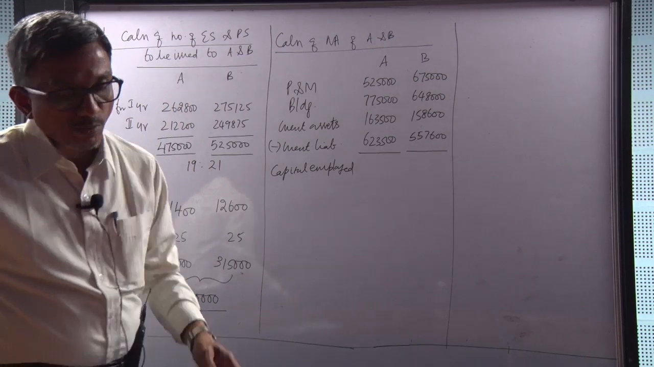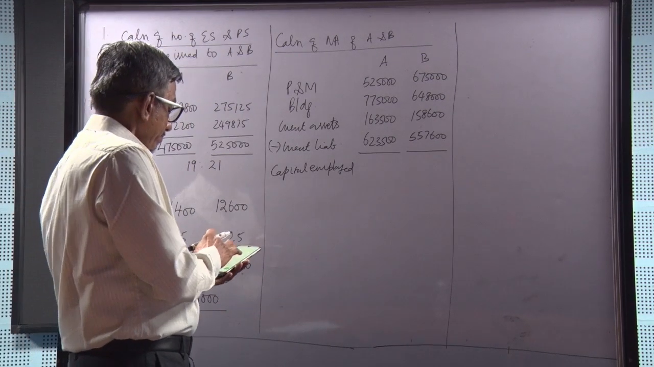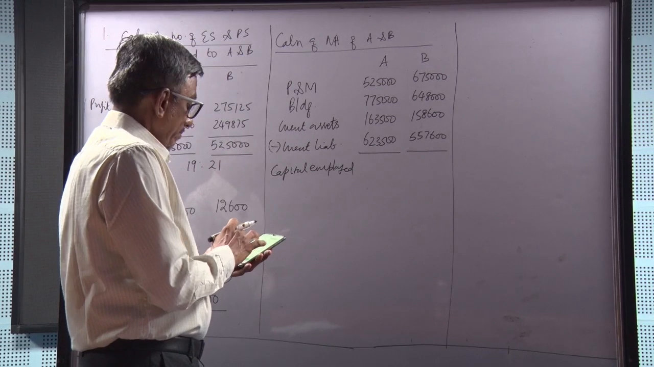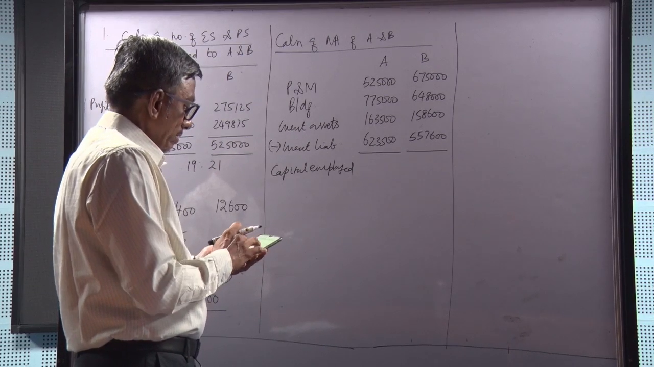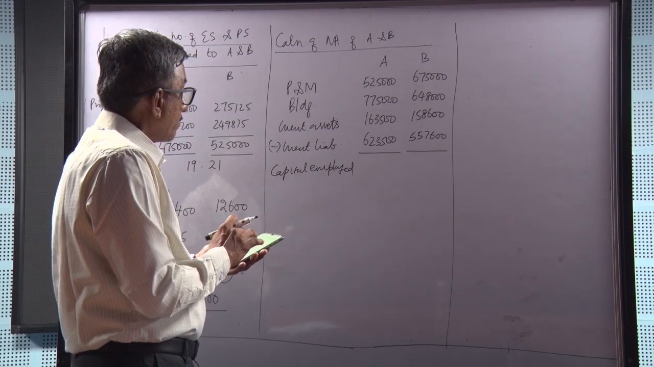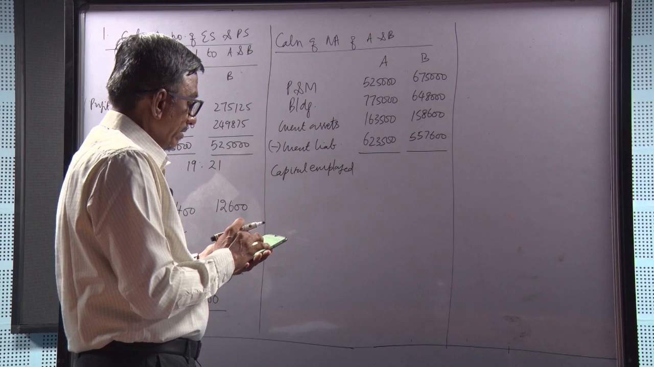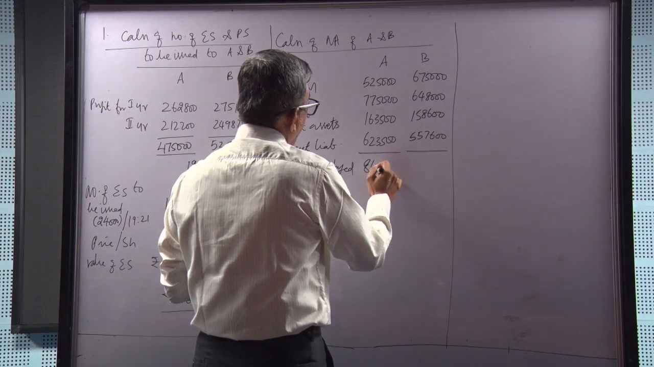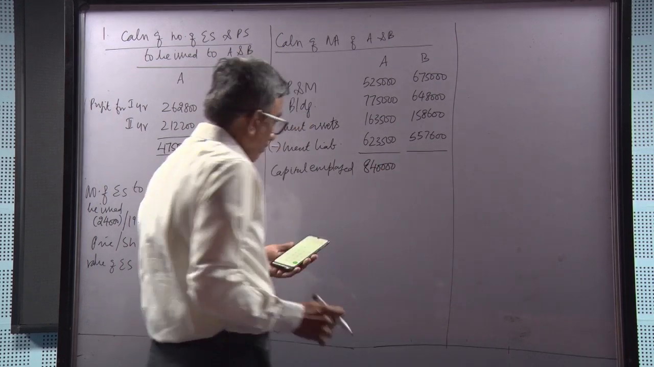For A, what is the capital employed? 5,25,000 plus 7,75,000 plus 163,500 minus 623,500. 8,40,000 is the capital employed of A.